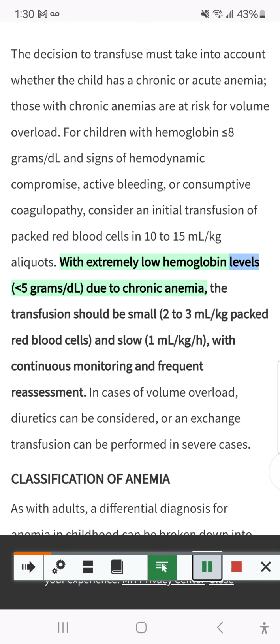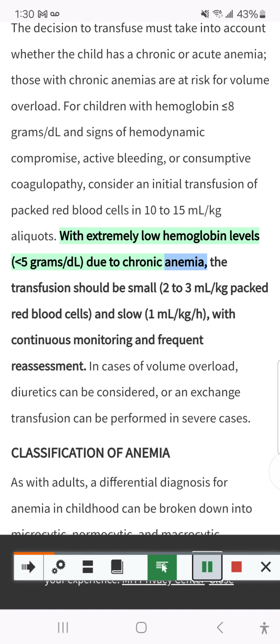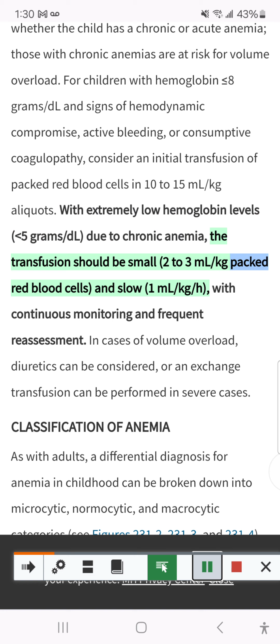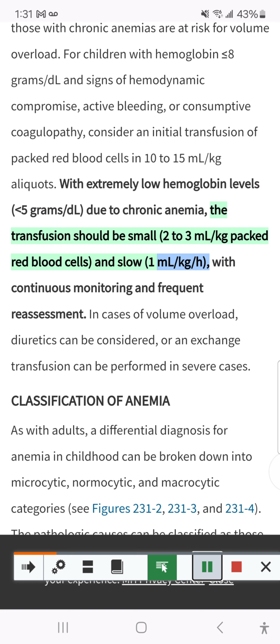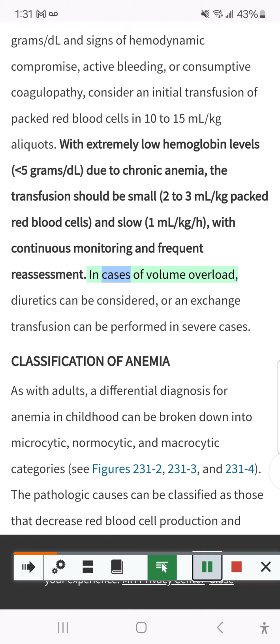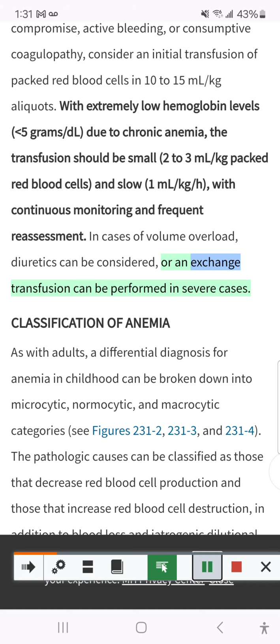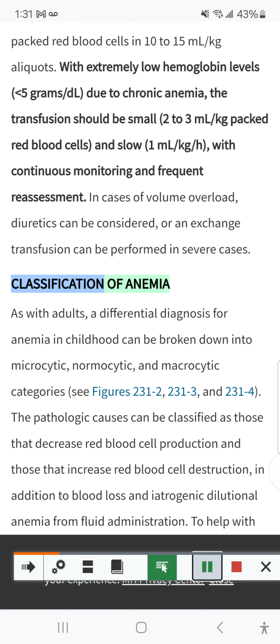With extremely low hemoglobin levels, less than 5 grams per deciliter, due to chronic anemia, the transfusion should be small, 2 to 3 mL per kilogram packed red blood cells, and slow, 1 mL per kilogram per hour, with continuous monitoring and frequent reassessment. In cases of volume overload, diuretics can be considered, or an exchange transfusion can be performed in severe cases. Classification of anemia.